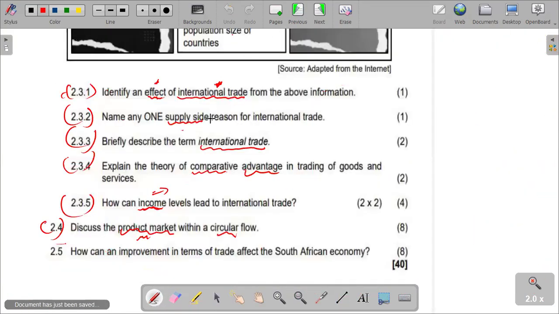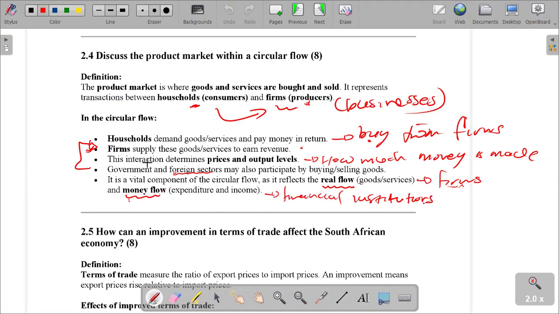So let's see if we answered our question. Discuss the product market within a circular flow. Did we discuss it? Yes. Households demand, and pay money in return. Firms supply these goods and services. This interaction depends on prices and output levels, how much money is made by the firms and how much is paid by the consumers. Government and foreign sectors may also participate, and the product market is a very important component in the circular flow.